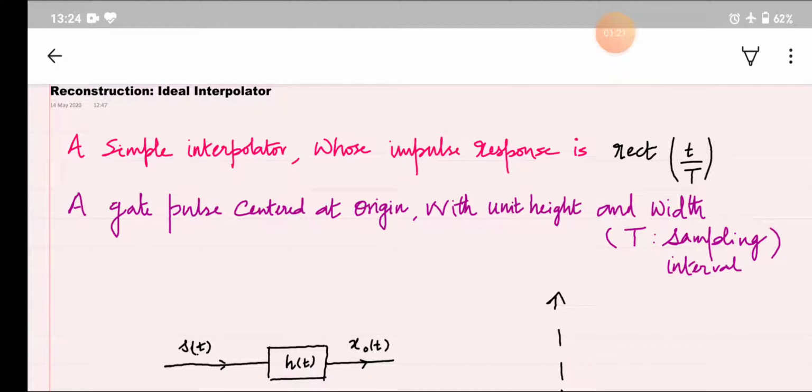So what is an interpolator? A simple interpolator is one whose response is a rectangular pulse, rect of T divided by capital T, which you can see is a gate pulse centered at origin with unit height and width equal to the sampling time interval, that is capital T.